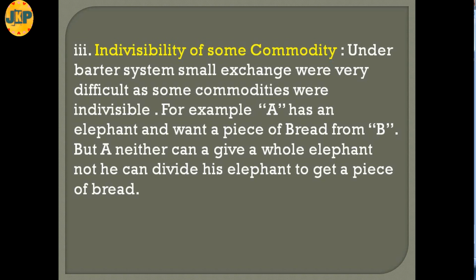Point number 3 is indivisibility of some commodities. Under the barter system, small transactions were very difficult as some commodities were indivisible. For example, suppose A, that means a person, has an elephant and wants a piece of bread from B, but A can neither give a whole elephant, nor can he divide his elephant to get a piece of bread. So in such a situation, the barter, that means the exchange of goods, cannot take place. So it was another demerit of the barter system.